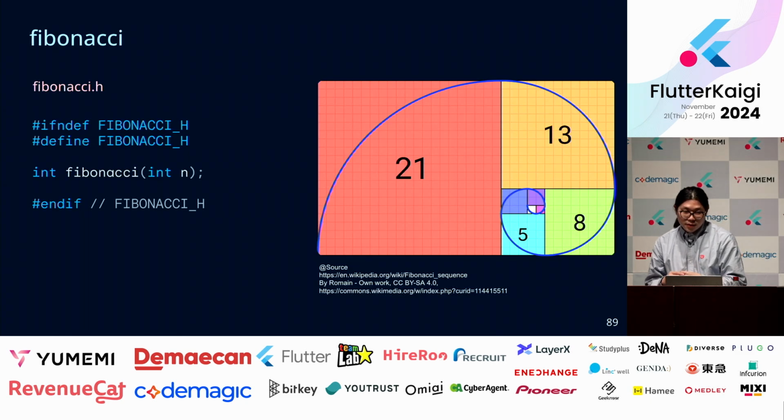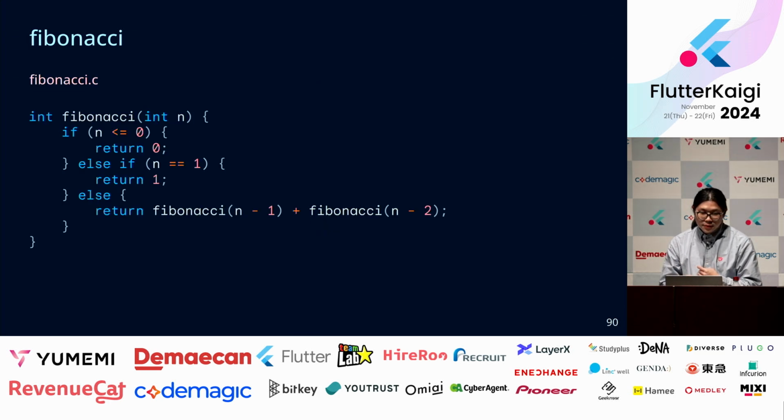Let's create the functions and a library that perform simple Fibonacci sequence operations. We'll define the functions that need to be implemented in the header file. I will implement the Fibonacci functions in the C file. As you can see, I will use a recursive approach to implement the Fibonacci sequence algorithm.